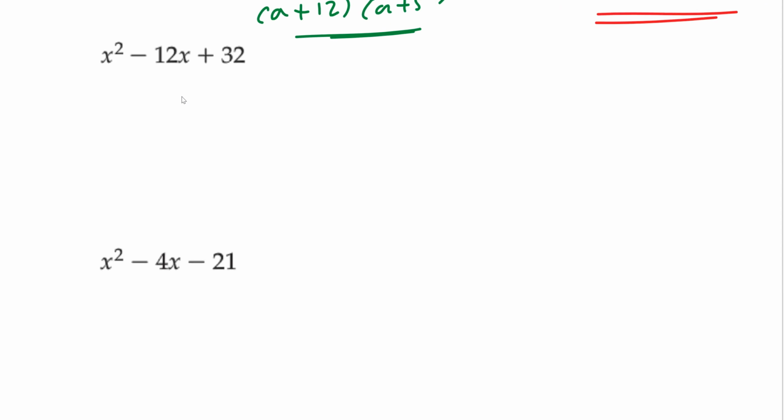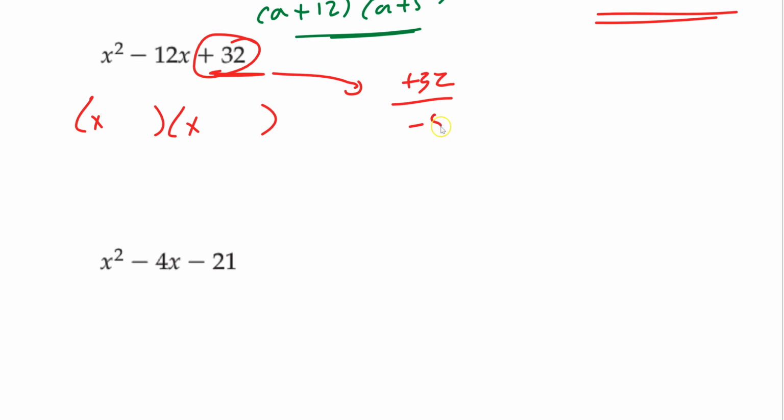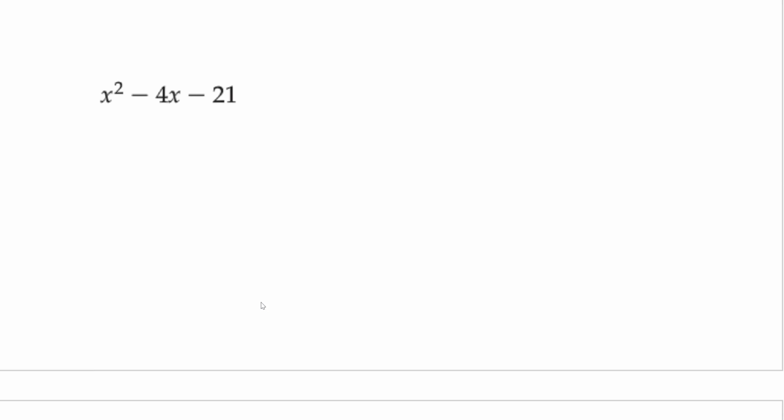If I was doing this one, I'd just go, okay, it has to be an x, an x. Try to find two things that multiply to get 32 but add to get 12. Sorry, that'd be the same sign. It's positive 32 and negative 12, so negative 8 and negative 4. Done. And so on and so on.